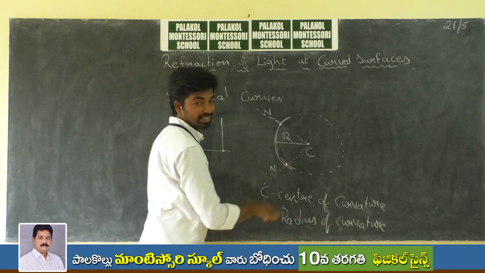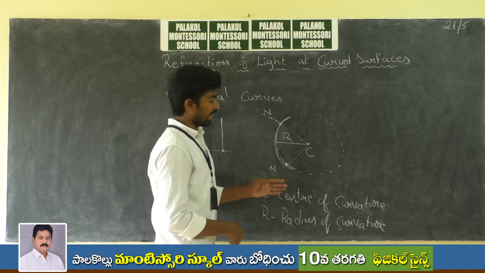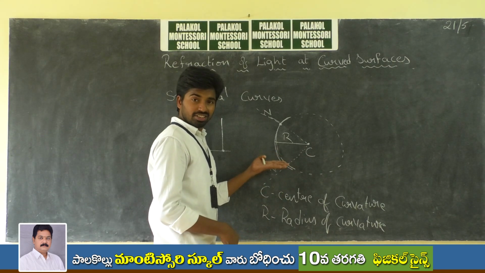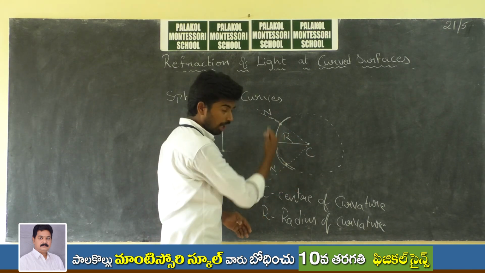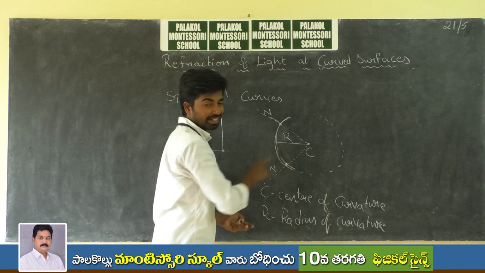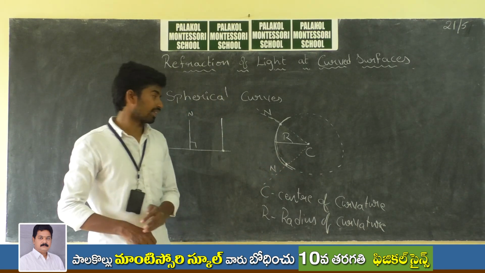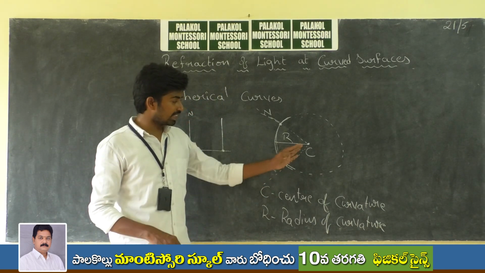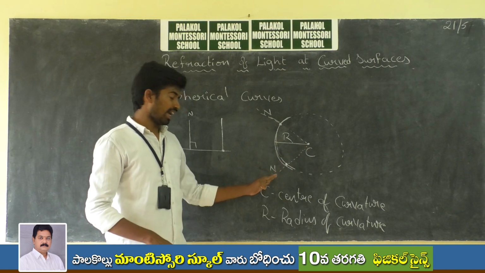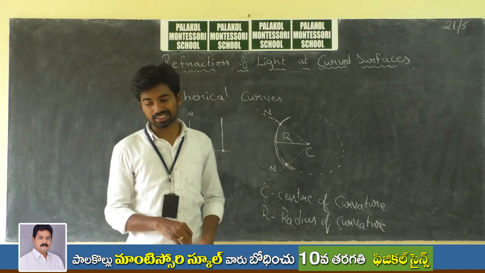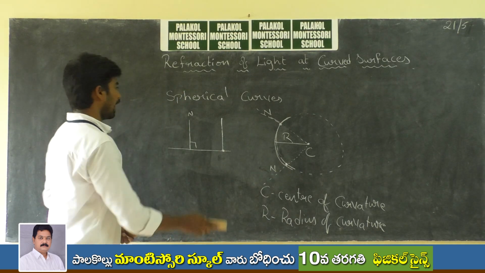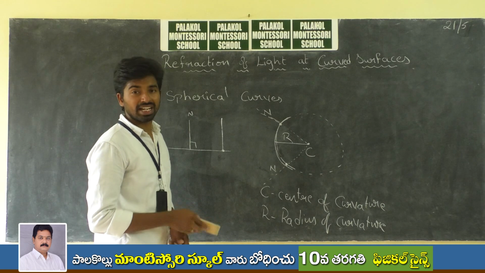This curve is a part of a sphere, and hence the center of that sphere will be the center of curvature, and the radius of that sphere will be the radius of curvature. The line joining the center of curvature and the point on the curved surface will denote the normal at that point. So let us see how light will be refracted at curved surfaces.